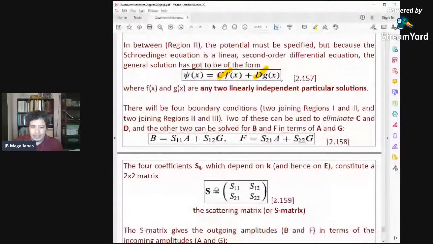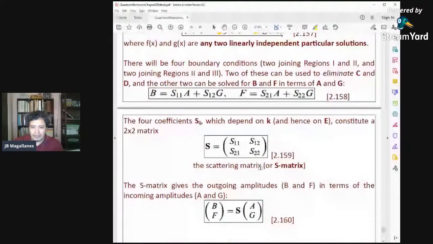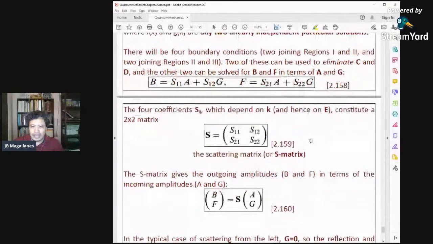So with this, there's a scattering matrix that can be formed, such that you can write this matrix as S, equivalent to this, and you can write B in terms of the elements of the matrix. What are these elements? They form a 2 by 2 square matrix.